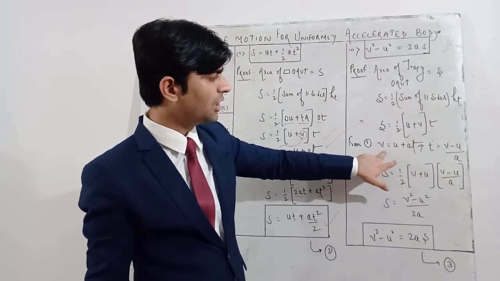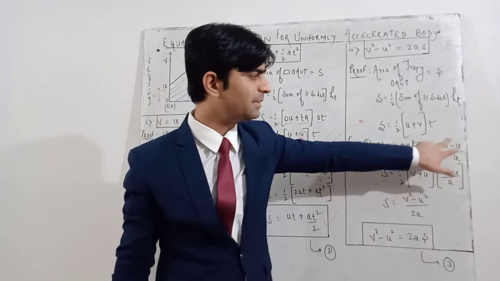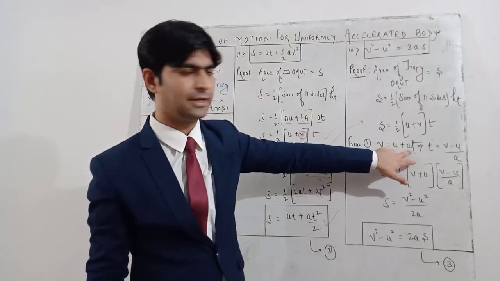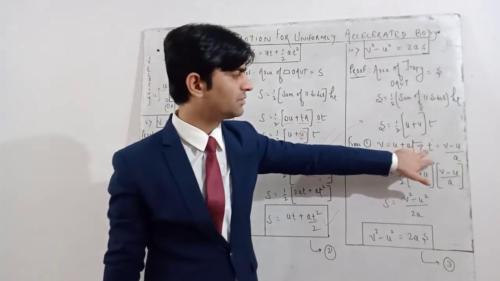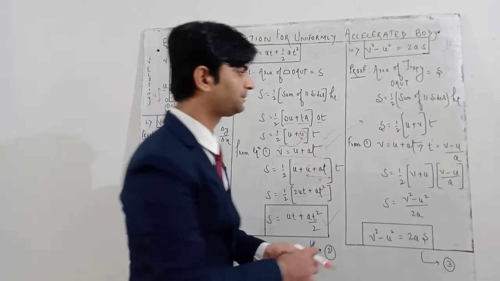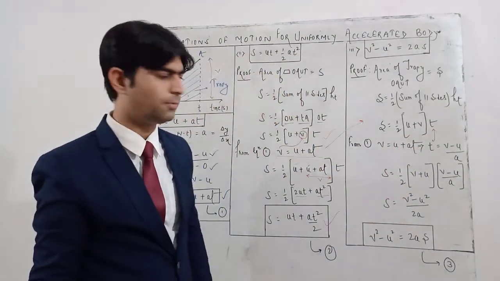If you find out the value of T from this equation, what will you get? T equals V minus U upon A. If you calculate the value of T from here, you will get T equals V minus U upon A. Replace this T with V minus U upon A.